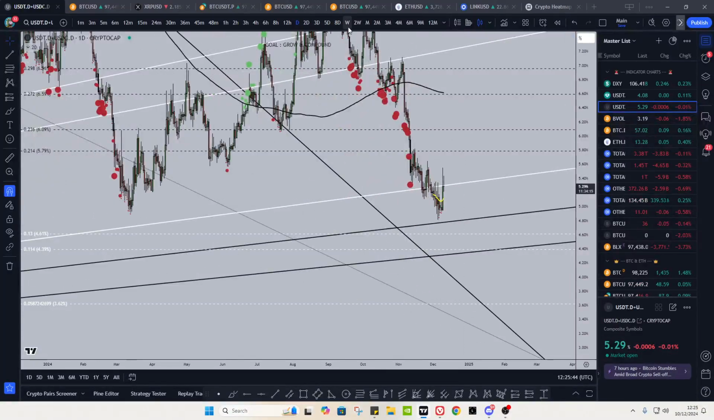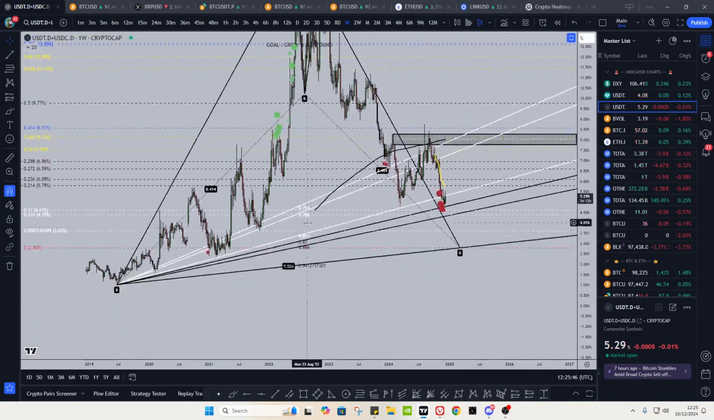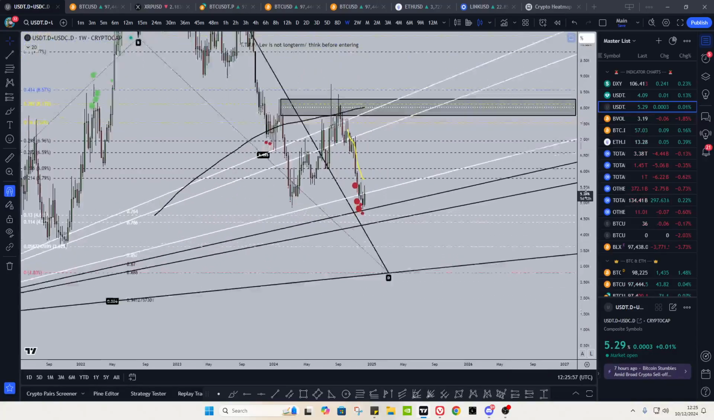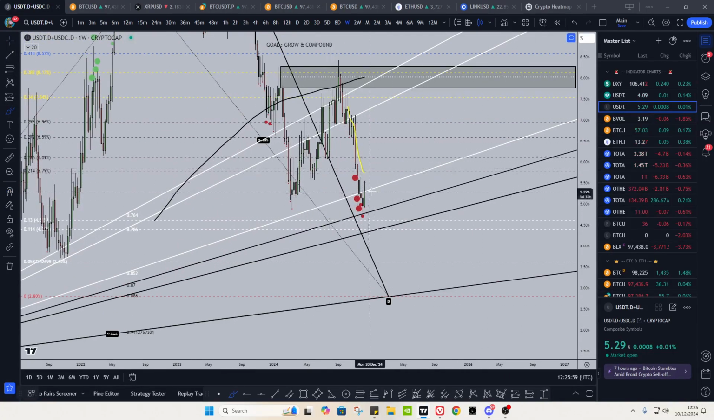Now, USDT plus USDC dominance, another one. So we basically front ran that 0.886 zone. We basically front ran it, the 0.764, 0.786, the 1.13, 1.14%. All of these levels we've basically gone and front ran. We're rejecting, however, off the 0.852.